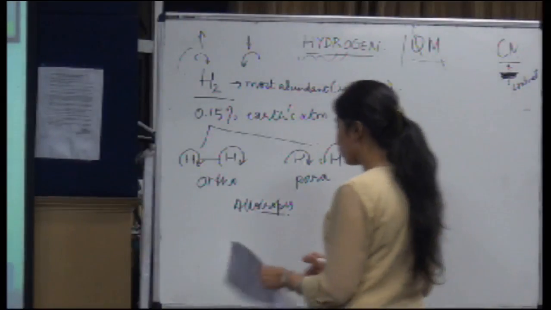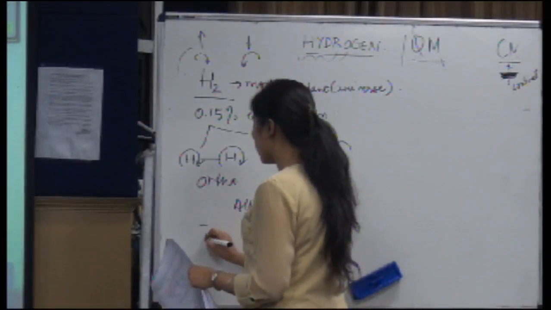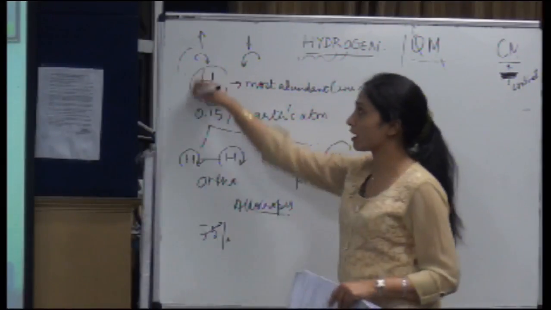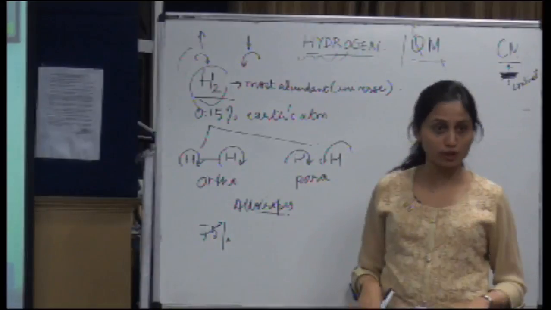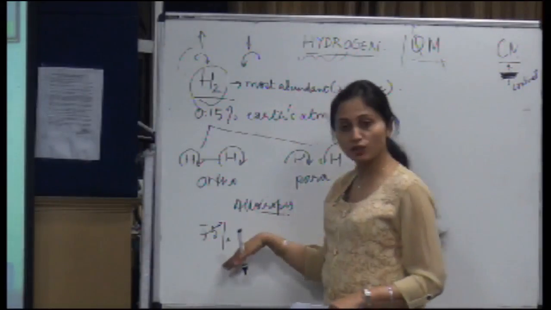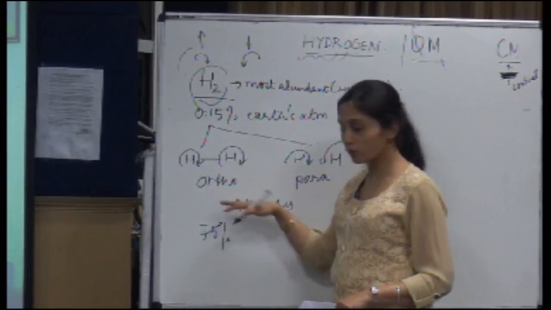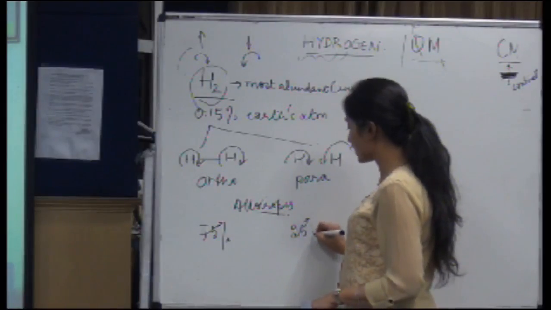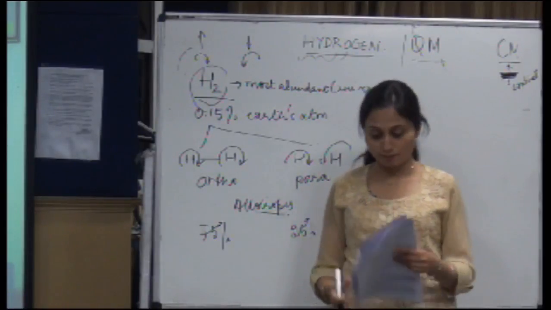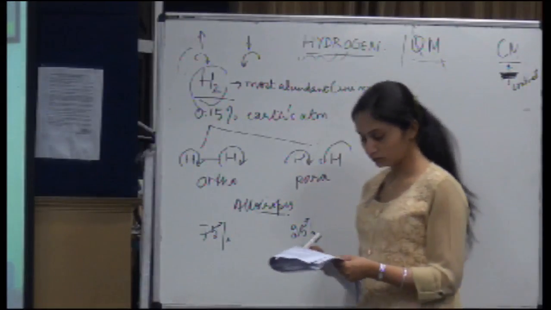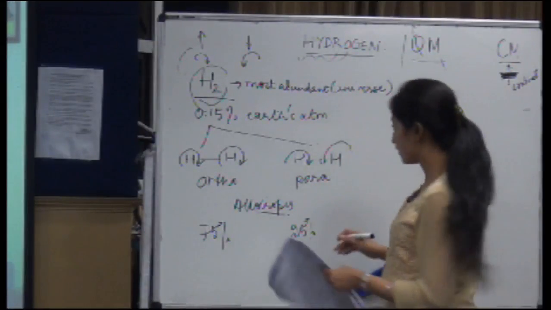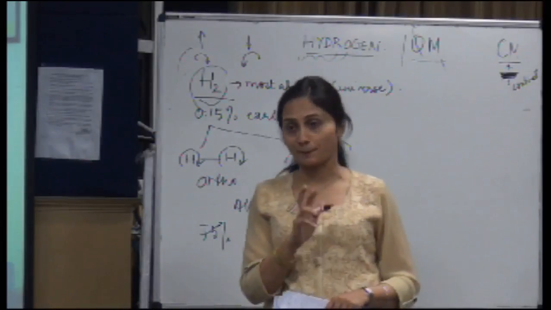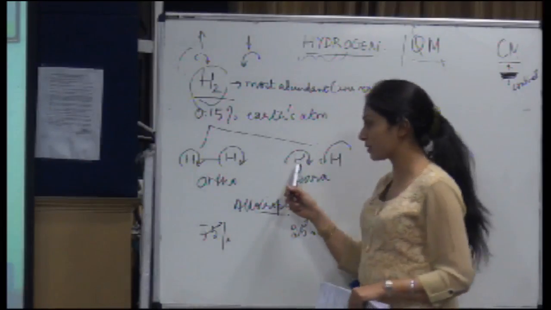Out of ortho and para, let me tell you, ordinary dihydrogen has 75% in the ortho form, and only about 25% exists in the para form. Para should be more stable, but there is an effect to understand here. I was expecting that question to come up.